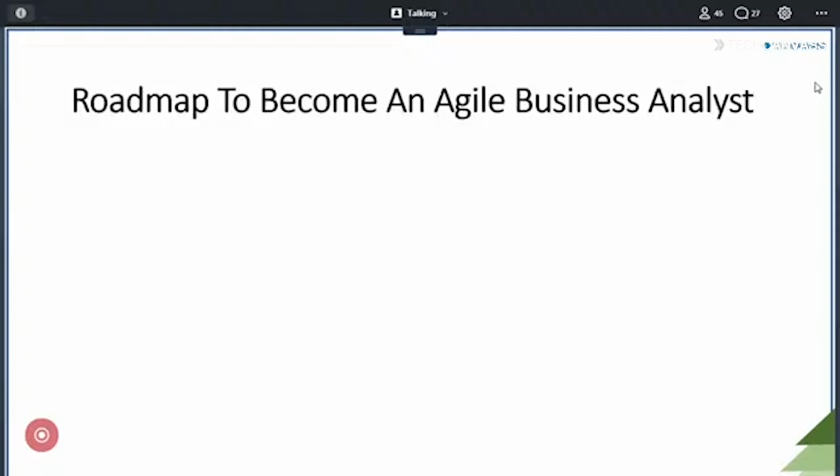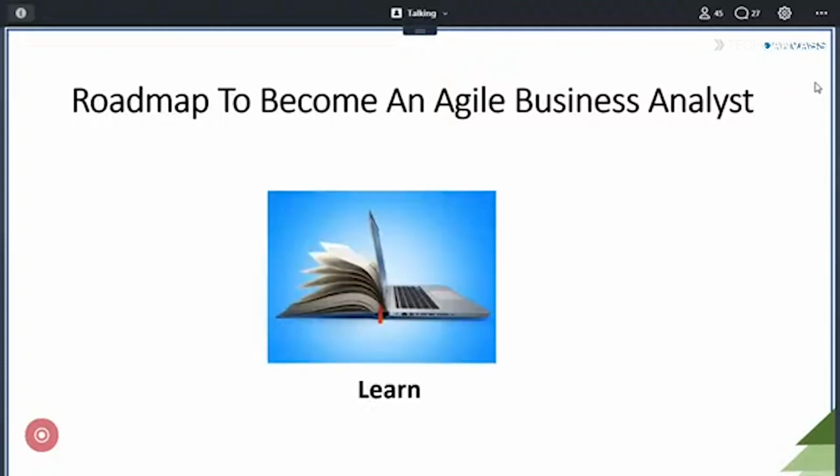So, roadmap to become an agile business analyst. I reiterate the three steps from my previous webinar: learn, connect, and execute. These three steps are very, very important. First, learning and applying it will take you a long way. The business concepts should be clear to you. Business analysis concepts should be clear to you.